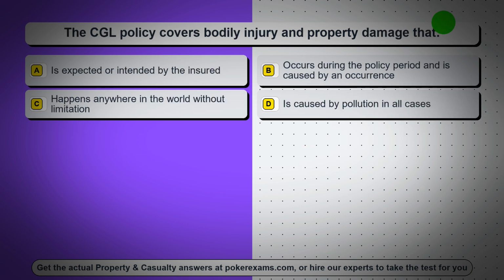Question 38. The CGL policy covers bodily injury and property damage that: Option A, is expected or intended by the insured.